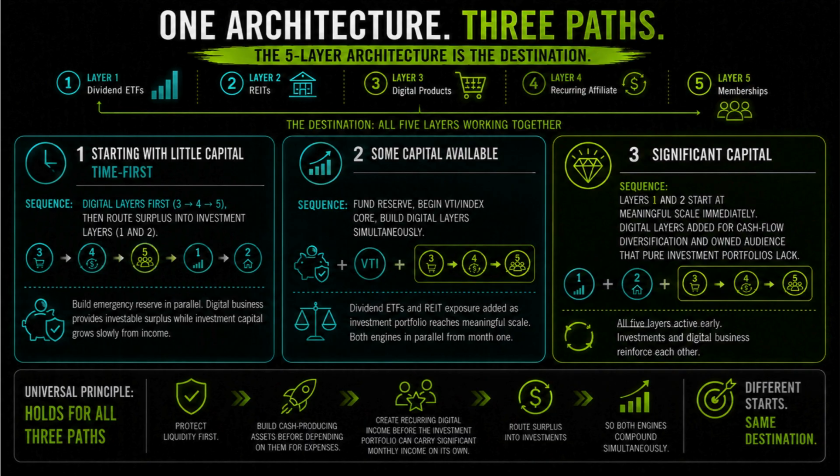One principle holds across all 3 paths. Protect liquidity first. Build cash-producing assets before depending on them for expenses. Create recurring digital income before the investment portfolio can carry significant monthly income on its own. Route your surplus into investments so both engines compound simultaneously.